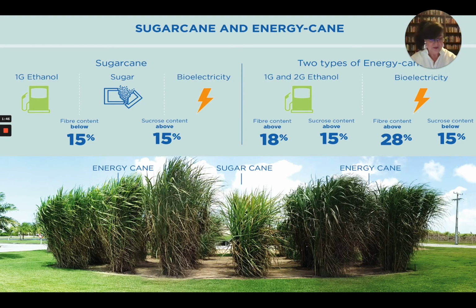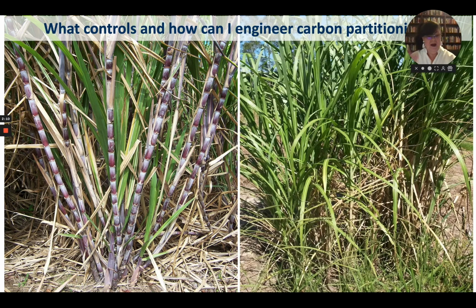So energy cane with a higher fiber and low sugar will be very good for bioelectricity production. Those with increased fiber but still some sugar may be more suitable for integrated first generation and second generation ethanol production, for instance. But let's talk about molecules. What controls carbon partitioning and yields? What can I learn from the existing varieties and from their crosses?